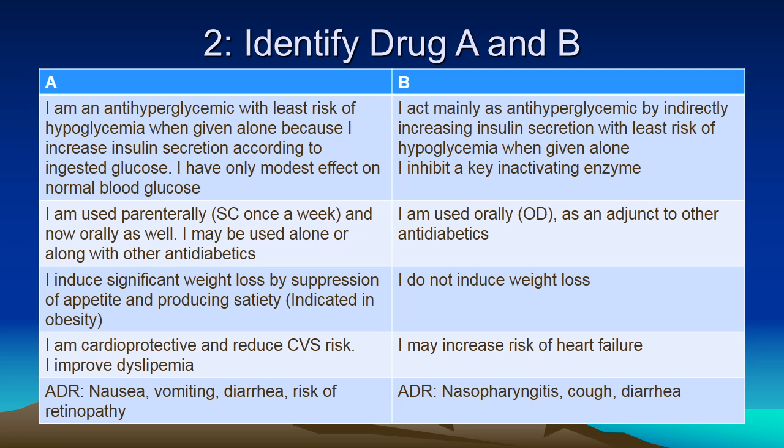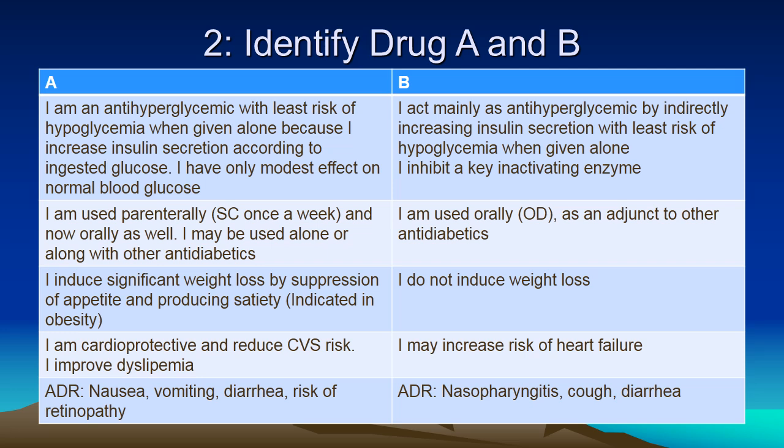Second, identify drug A and B based on their profile. I am an anti-hyperglycemic with least risk of hypoglycemia when given alone because I increase insulin secretion according to the ingested glucose amount. I have only a modest effect on normal glucose levels. B drug acts mainly as an anti-hyperglycemic by indirectly increasing insulin secretion with least risk of hypoglycemia when given alone. B drug inhibits a key inactivating enzyme in its mechanism of action. I am used parenterally once a week and now orally as well.